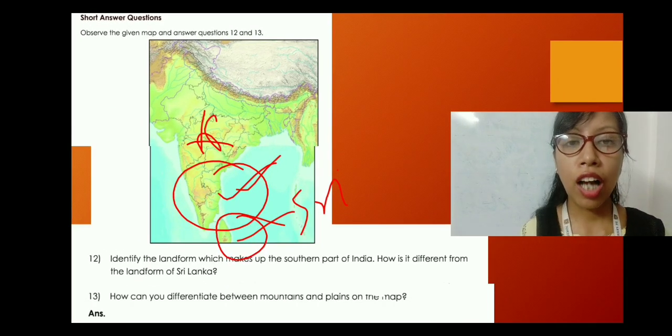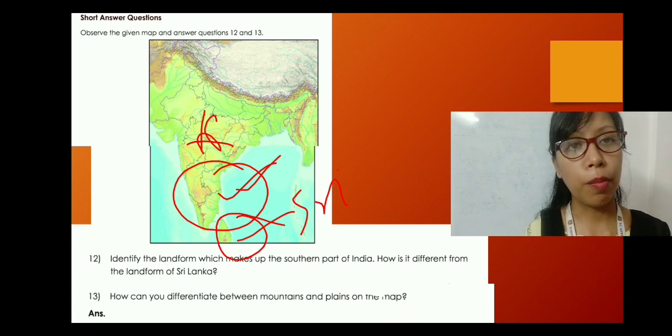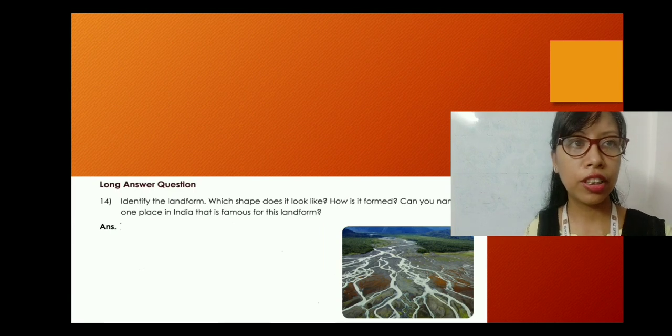Clear? Now, question number 13. How can you differentiate between mountains and plains on the map? So how can we differentiate? It is with the colors, different colors that we use. So for mountains, we use light brown, and for plains, we use green. So that is how we differentiate mountains and plains on the map. And let's move towards the next question.